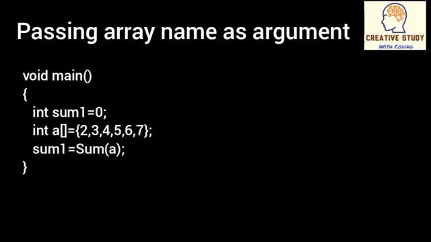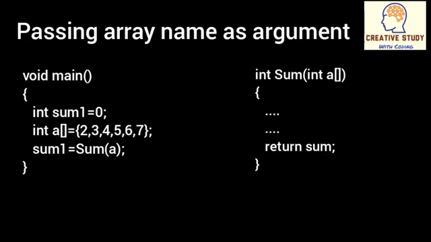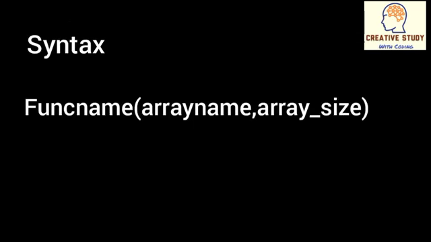As we know that the array name contains the address of the first element, so we need to pass only the name of the array in the function. The array defined as the formal parameter will automatically refer to the array specified by the array name defined as an actual parameter. Let's see its syntax: function name and array name and the rest of the arguments passed in the argument list.